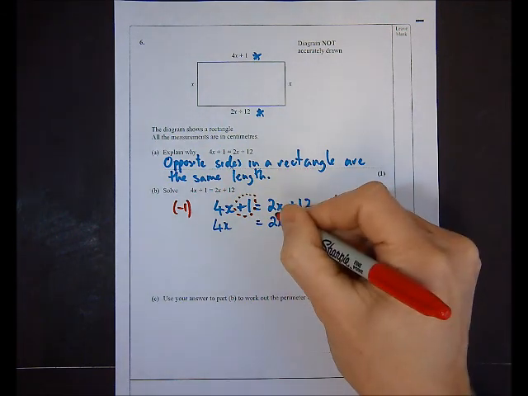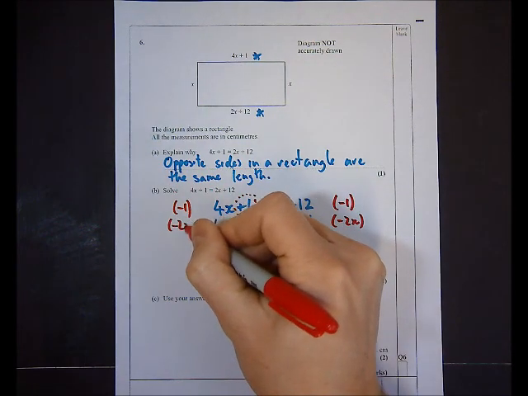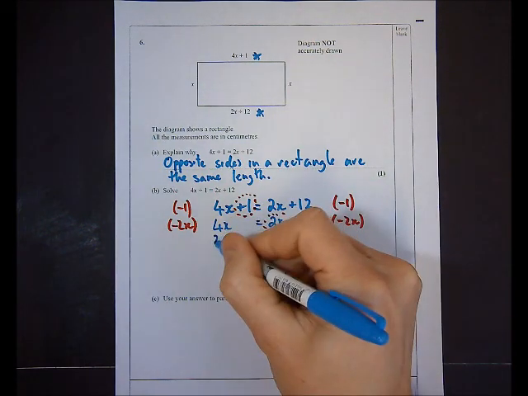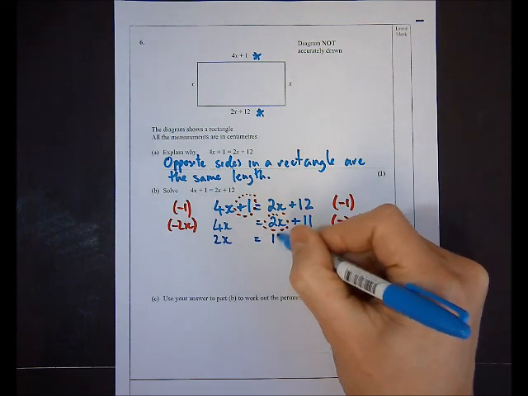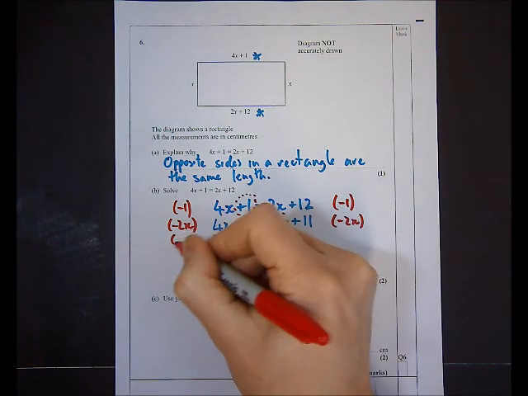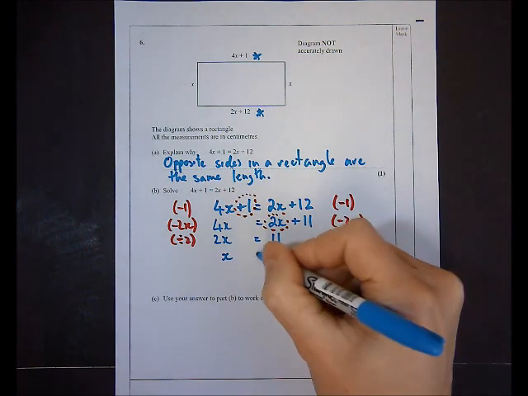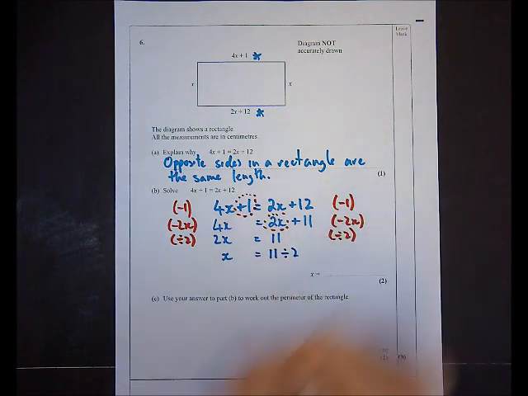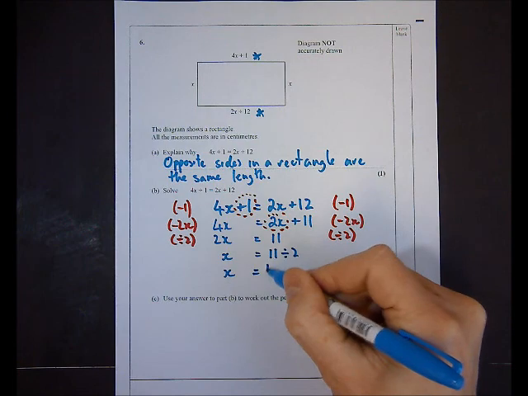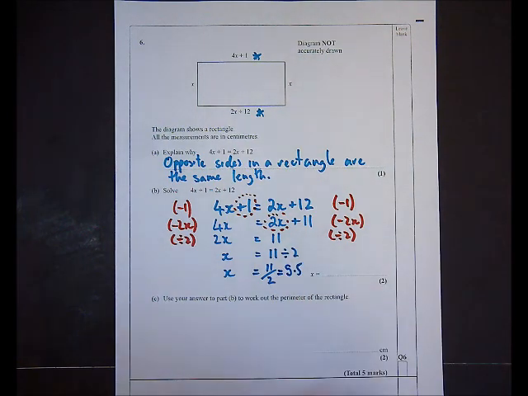And then I'm going to get rid of this 2x by taking it away from both sides, which would leave me with 2x equals 11. And I don't want to know what 2x is, I want to know what 1x is. So I'm going to divide both sides by 2. If I divide both sides by 2, I get 11 divided by 2 on the right hand side, which I can write as a fraction, 11 over 2. And if you want to, you can turn that into a decimal of 5.5. So x is 5.5.